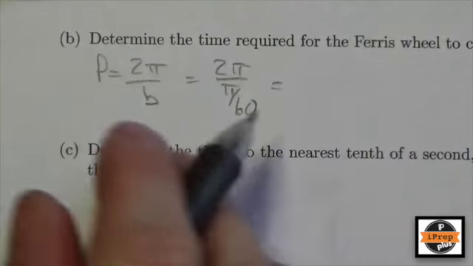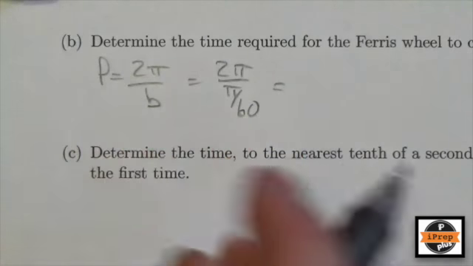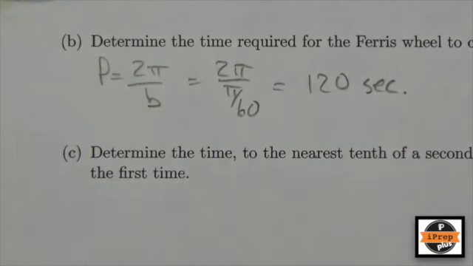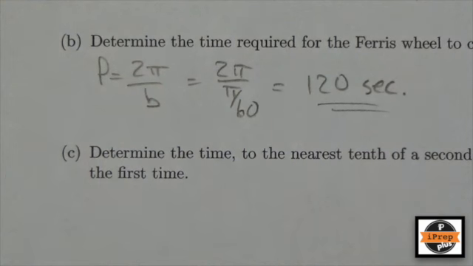The pi's will cancel here, and when you multiply by the reciprocal of the denominator, we'll get 120. So the answer is the period of the rotation here is 120 seconds. It takes 2 minutes to go around.